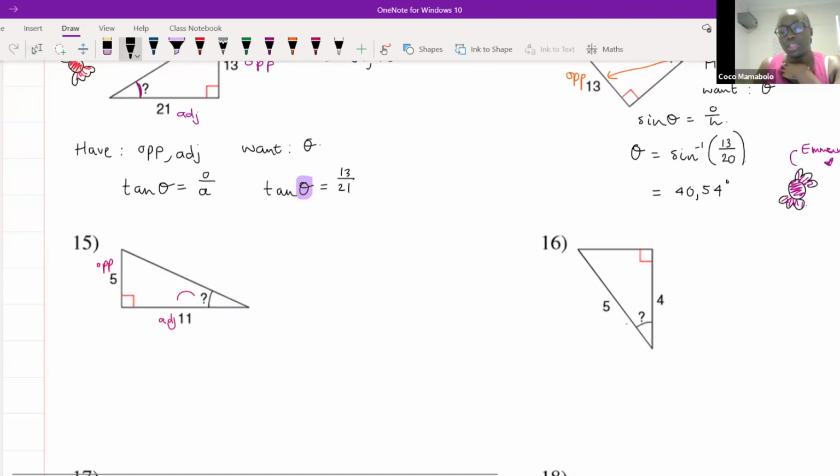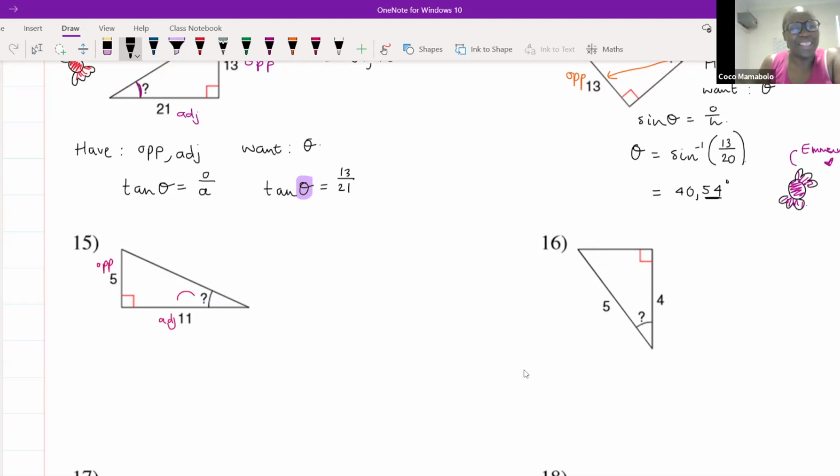Yes, it is to 2 decimals. So there, 40,54 degrees. I think maybe my handwriting is a little off, sorry, it's 40,54. And yes, absolutely. Thank you, Theo. We're going to shift angle.